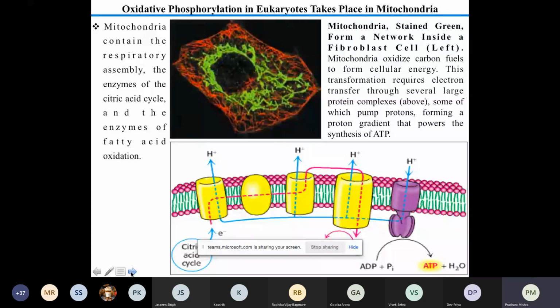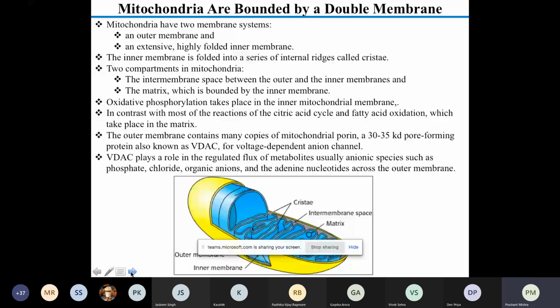Then mitochondria, its general physiology, where mitochondria has outer mitochondrial membrane, it has inner mitochondrial membrane. Inner mitochondrial membrane is highly folded. This is just the depiction of how mitochondria looks like.